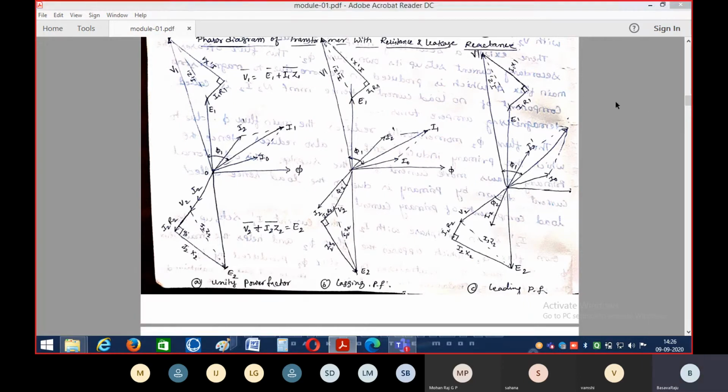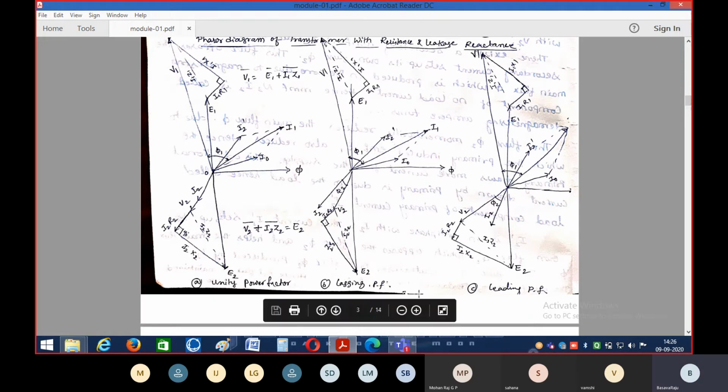Okay, I will go with the next vector diagram. This is the vector diagram for the lagging power factor. When the load is inductive in nature, lagging power factors are possible. So we can say that this is the vector diagram for the transformer operation on load condition, considering the voltage drop of the primary as well as the secondary windings.